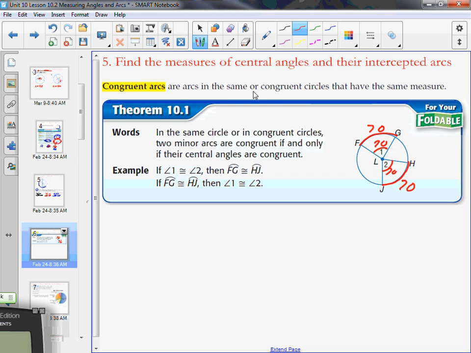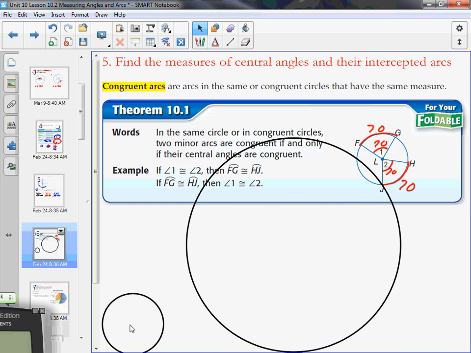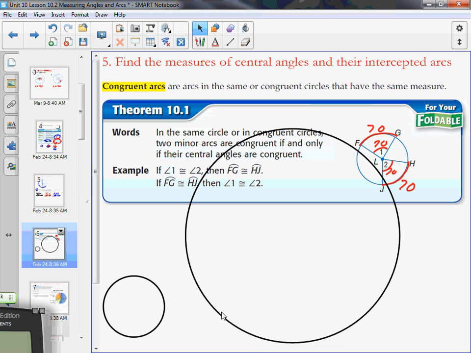Now, another part of this definition is it can be arcs in different circles as long as the circles are congruent. Let me show you why the circles have to be congruent. I think you'll understand this pretty easily. Look here. The circumferences of those two circles are nowhere near equal, correct? If I mark off a 90-degree arc on that circle, and I mark off a 90-degree arc on this circle, their measures are both 90. But are those two arcs anywhere near the same size? They're really not, are they? So we would not want to call them congruent.